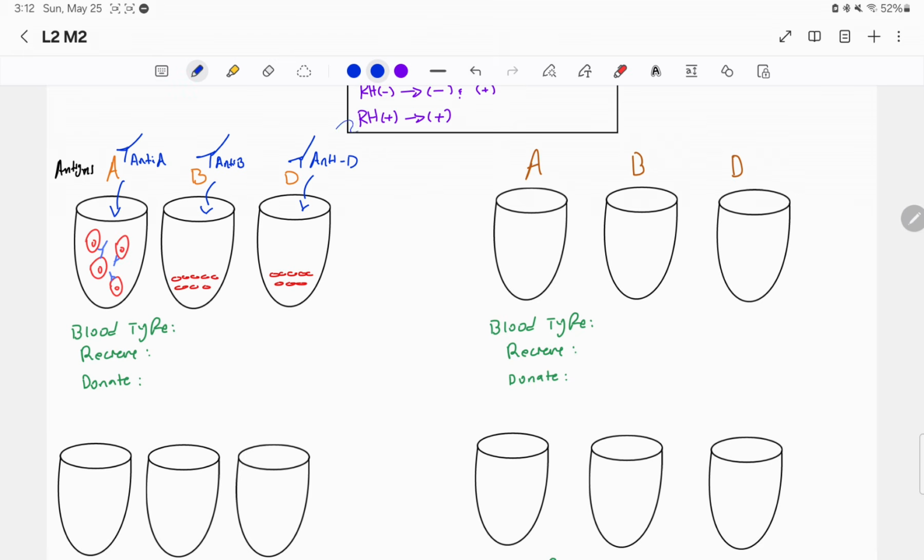Either way, now that we know this occurred and no reaction occurred in these ones, we can conclude that the blood type here is actually A, okay? And since they didn't have the D antigen, it's A negative.